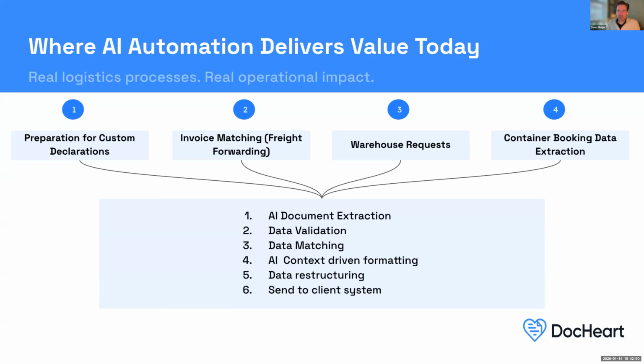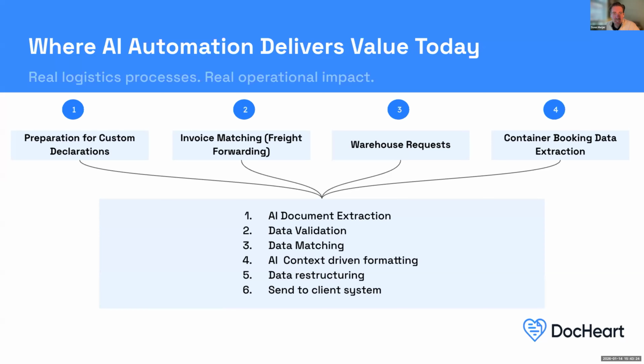The part where a customs expert has to collect all the information from different documents. What we do here is AI document extraction, data validation and matching, context understanding of the documents, and, for example, restructuring of information. All of this we tailor to the client and deliver directly into the system. This allows the declarant to focus on what really matters, applying their expertise and judgment.